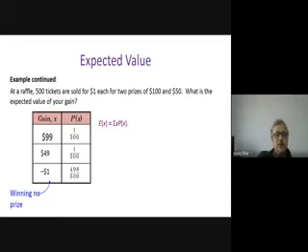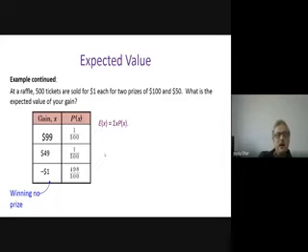Since there are 500 tickets, only one person can get the $100 prize. So the probability of getting a gain of 99 is 1 by 500, and similarly for a gain of 49 it is 1 by 500, and a gain of minus $1 is the rest of the 498 cases out of 500. So the probability will be 498 divided by 500.